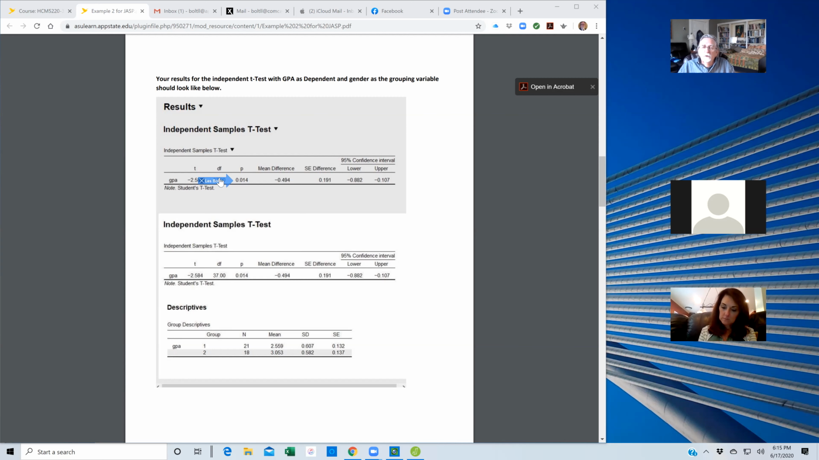The difference between the two means is minus 4.94, which is 1 minus 2. And if you go down here and just do the math between the two means, you'll get the same thing, 4.94 minus 4.94.